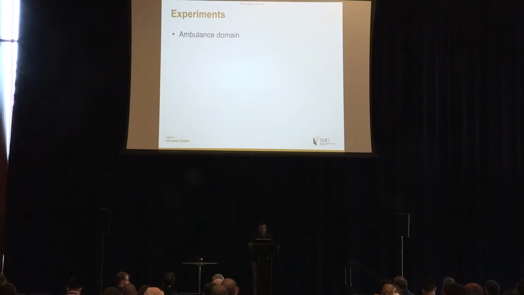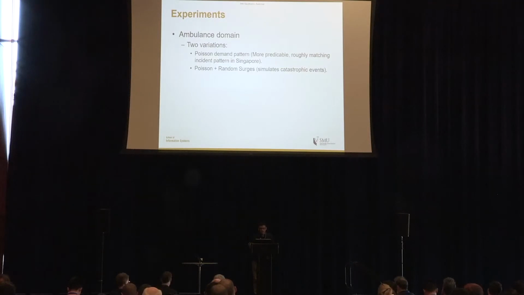So we did our experiments on the ambulance domain and the bike sharing domain. On the ambulance domain, we had two variations of the domain. In one variation, the demand pattern was very simple. It was simply Poisson, which means that the incident pattern was just a function of time. So it's more predictable, and it roughly matched the incident demand pattern in Singapore. And then we had a more interesting variation in which we introduced random surges. We wanted to do that to simulate catastrophic events.